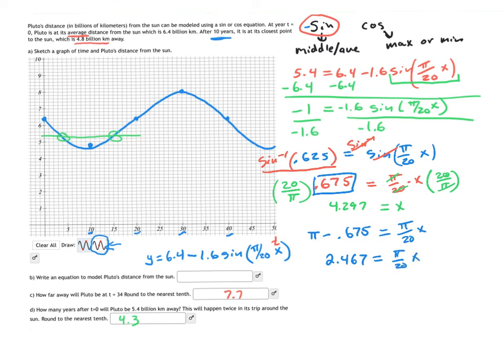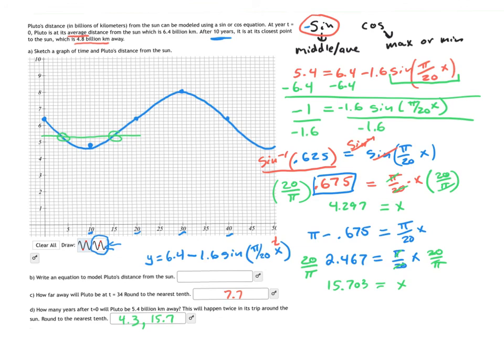So again, I'm going to multiply by the reciprocal. So I'm going to multiply by 20 over pi and 20 over pi. And when I do that, I'm going to end up with x is equal to 15.703, and when rounded to the nearest tenth, that's 15.7.